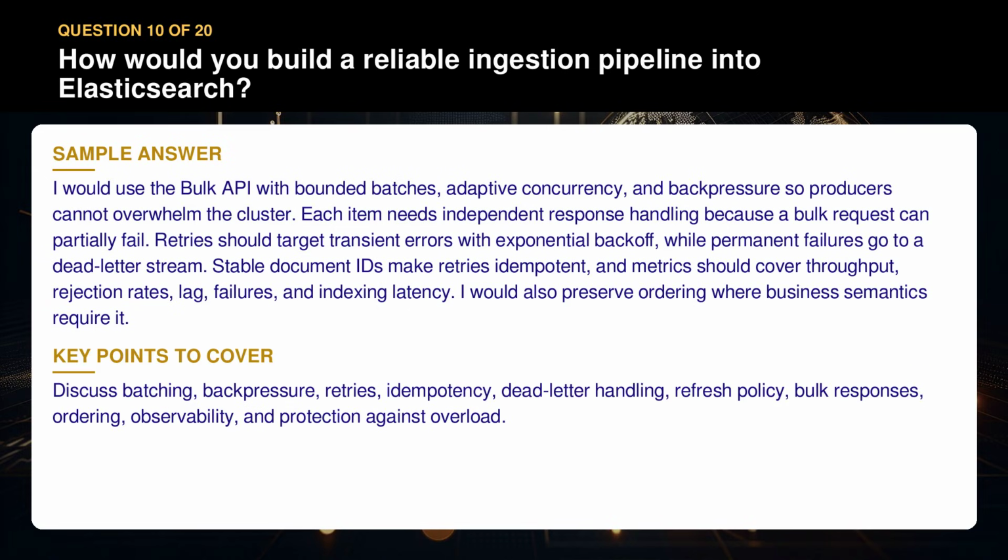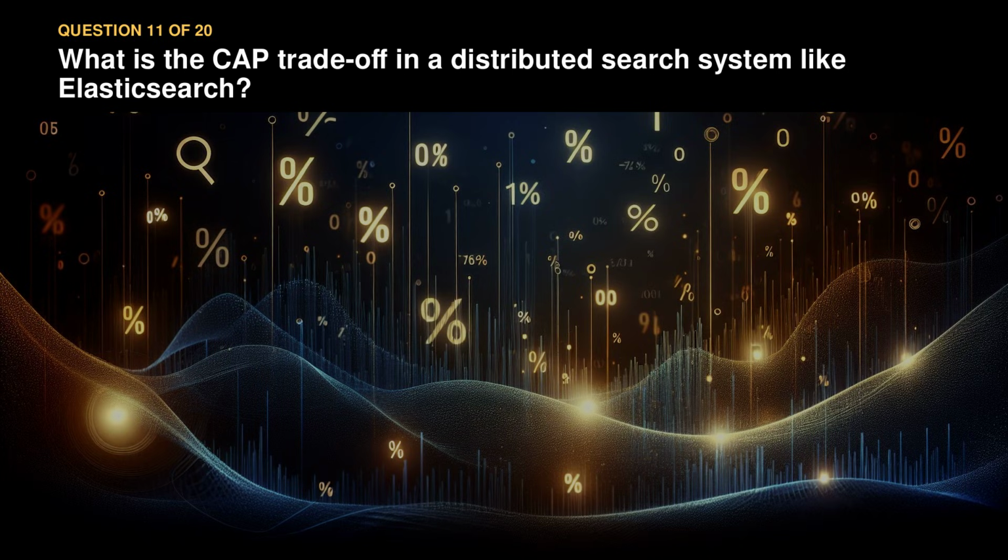Discuss batching, backpressure, retries, ID idempotency, dead letter handling, refresh policy, bulk responses, ordering, observability, and protection against overload. Question 11. What is the CAP trade-off in a distributed search system like Elasticsearch?